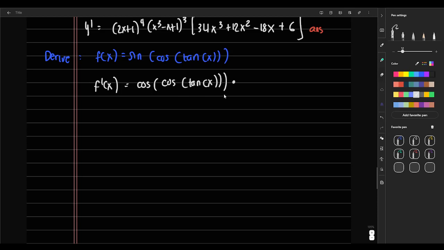Then multiplied with the derivation of the cosine of tangent x. So that gives us negative sine. Then copy tangent of x. Okay, right parenthesis. Then lastly, multiply the derivation of the tangent of x, which gives us secant squared x.